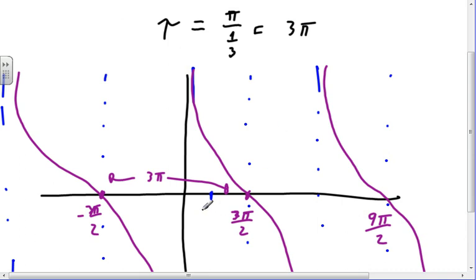Okay, I'll try it again. 3 pi over 4. So at 3 pi over 4, we expect it to be at 2, not at 1. And so that's how I would handle the amplitude being 2.